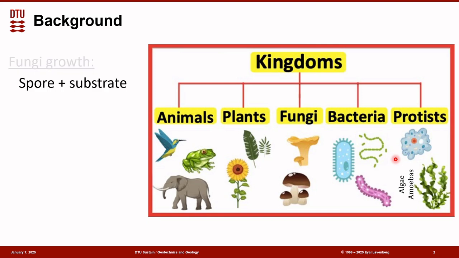Fungi grow in this way: spores consume or metabolize a substrate, and then they generate hyphae, which are very thin, long tubes, thinner than human hair. And then hyphae increase in length and size and become more entangled, and the outcome is called mycelium.